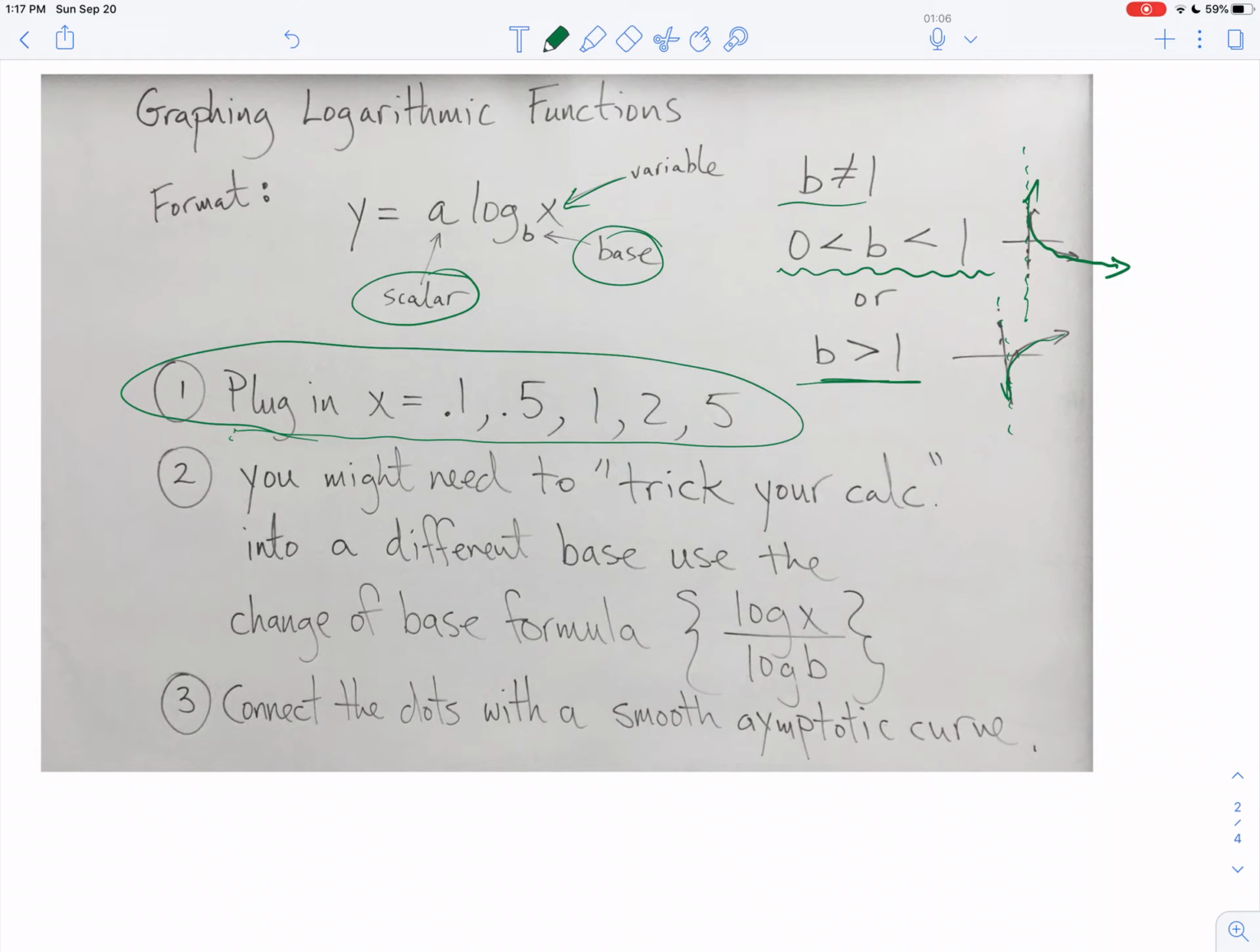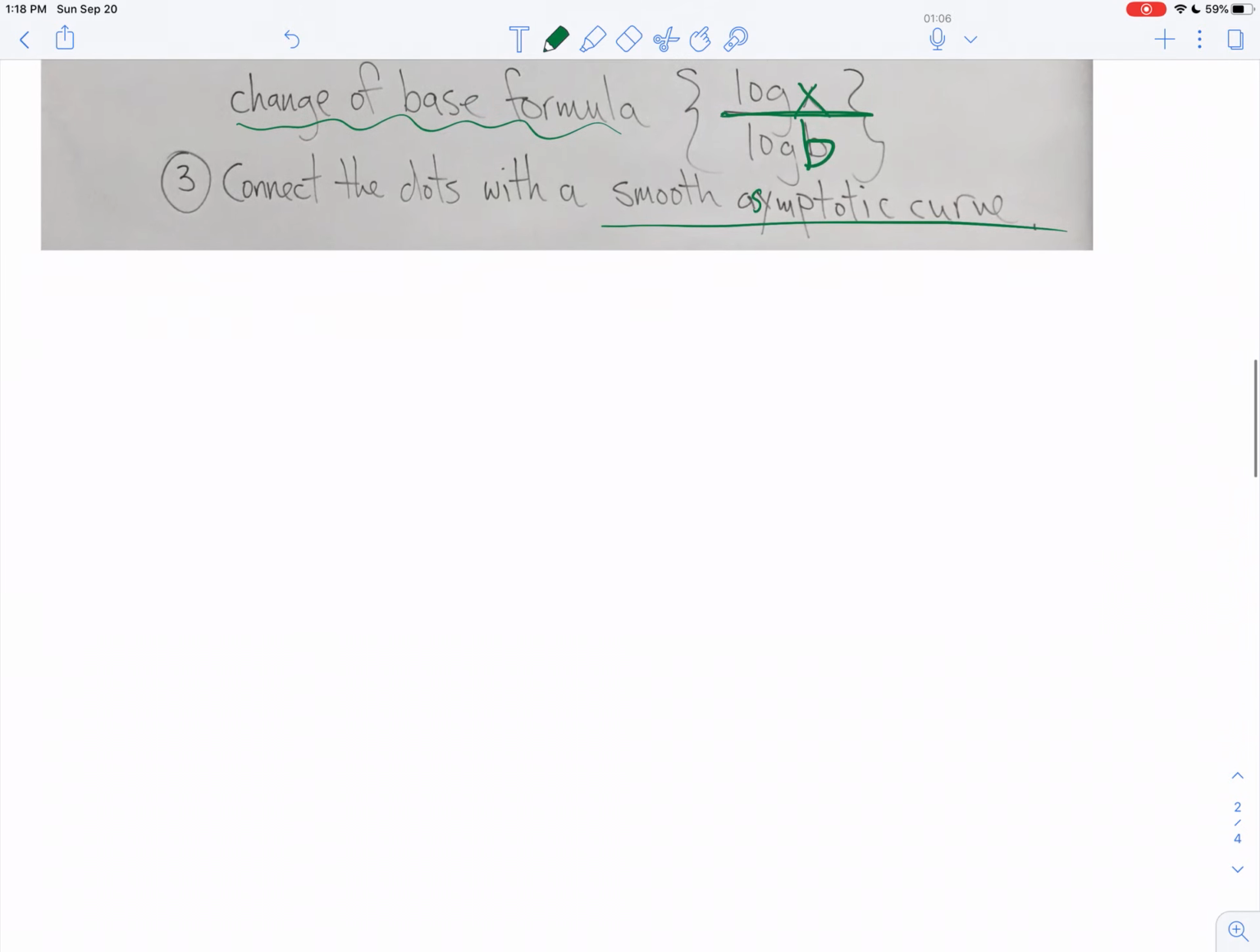So you might need to trick your calculator into a different base, and that's called the change of base formula. So log x divided by log of whatever the base is. Log x, whatever you want to plug in, divided by the log of whatever the base happens to be. Connect the dots with a smooth asymptotic curve. Oop, asymptotic, I forgot the S. Okay, anyway, here we go.